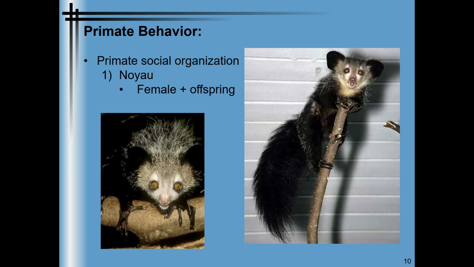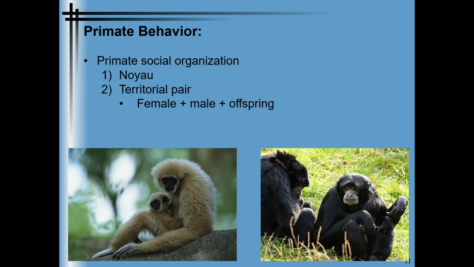The second primate social group is called the territorial pair. Here we have 1 adult female, 1 adult male, and their offspring. They tend to mate for life and are highly territorial. They have highly vocal calls. They use very, very loud calls to warn others that they own a territory, they control a territory. So they are very, very loud and very territorial. Examples include gibbons and siamangs.